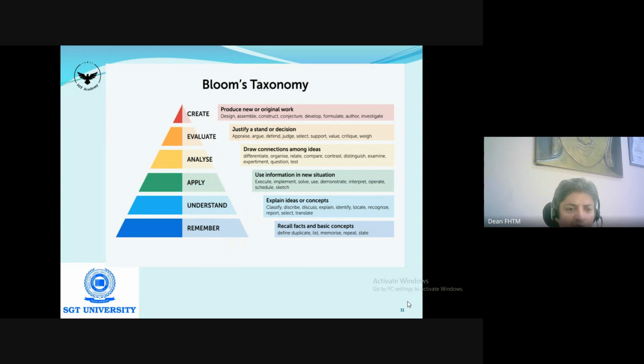So I am sure all of you have heard of Bloom's taxonomy. The bottom two, remembering and understanding, these are the lower order skills. The application and analytical skills are the middle order skills, and the top orders are to evaluate and create. When you create new knowledge or a new problem, new solution, whatever, that is the level where we want to take the students.